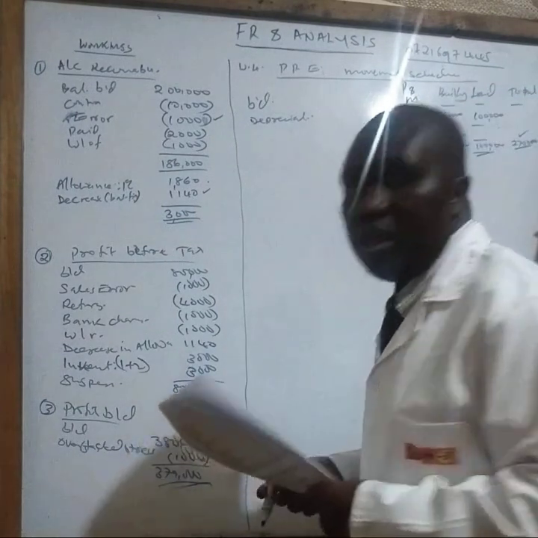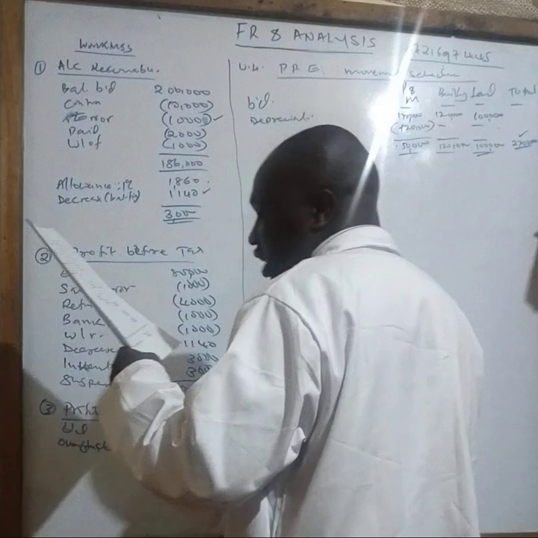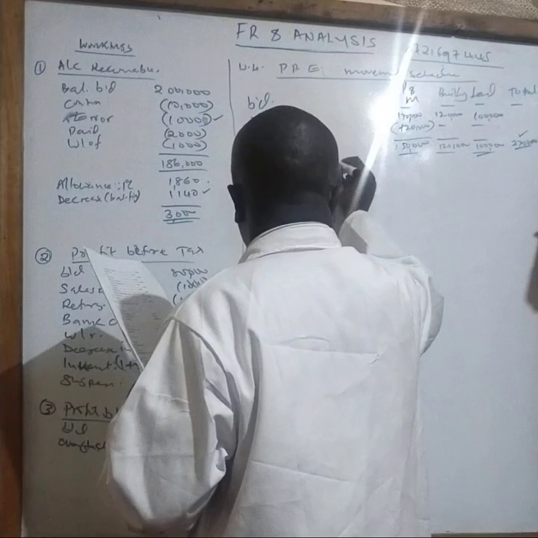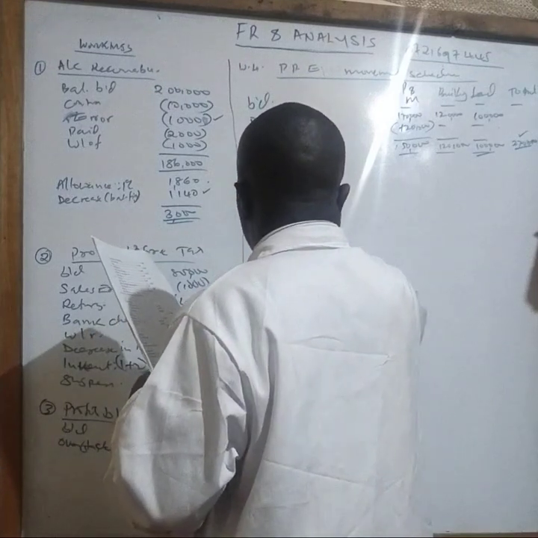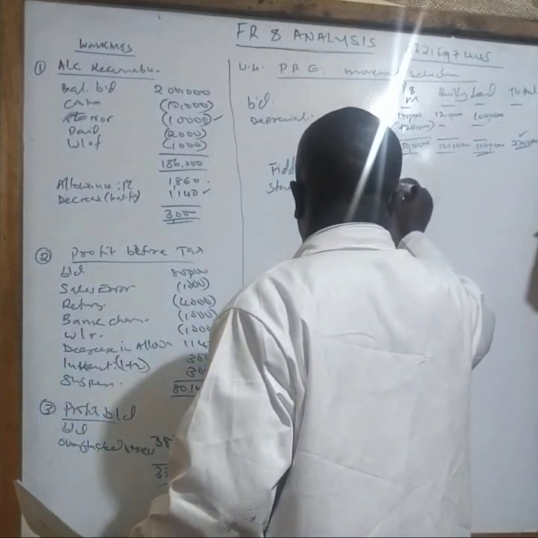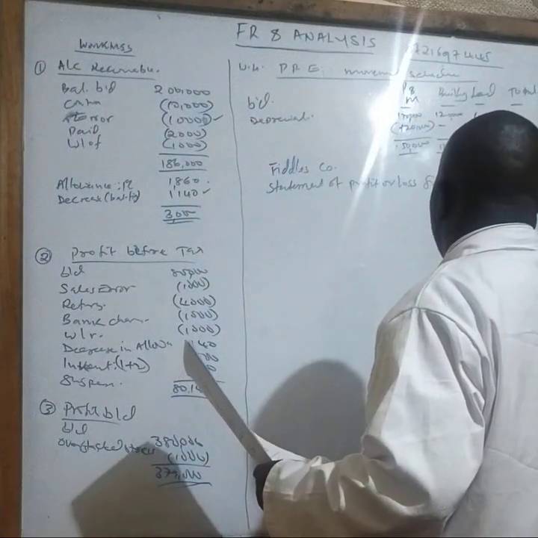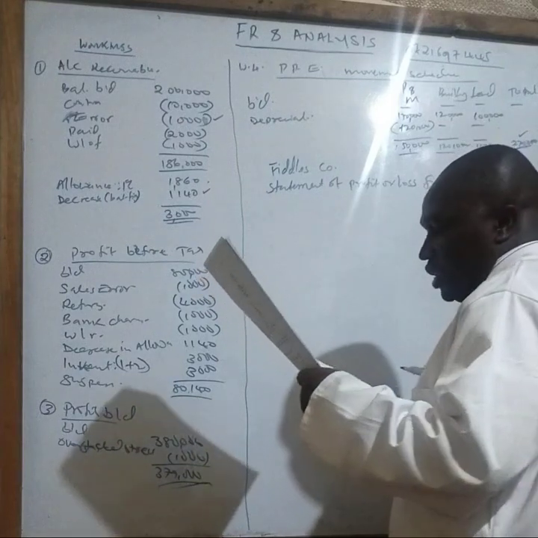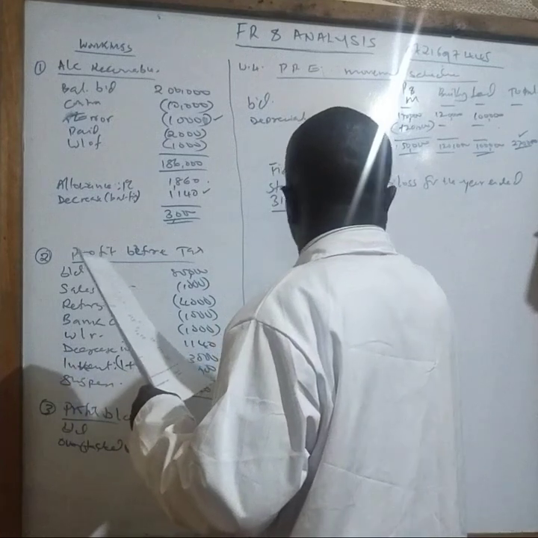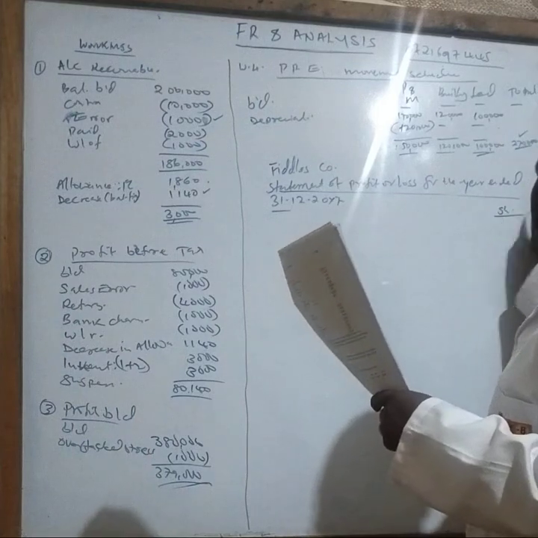So let me prepare. First one is to prepare the income statement. What is the name of the company? It is called Fidelis. Fidelis company, statement of profit or loss for the year ended 31st December 20x7. Then you can deal with thousands, shillings there.